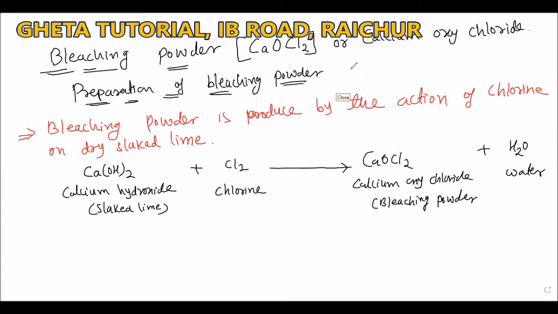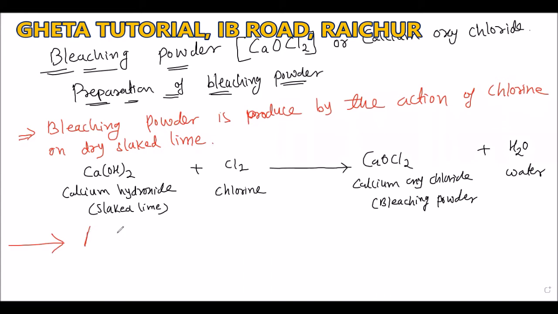Bleaching powder is actually used to remove colors. See, the bleaching we are applying on the hair, the bleaching we are applying on the face. For what purpose? Actually, that will remove the color of that substance and make the substance colorless. So bleaching powder's main purpose is to remove the color from the colored substance. That you have to remember.